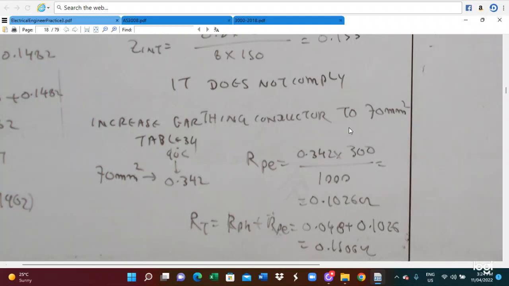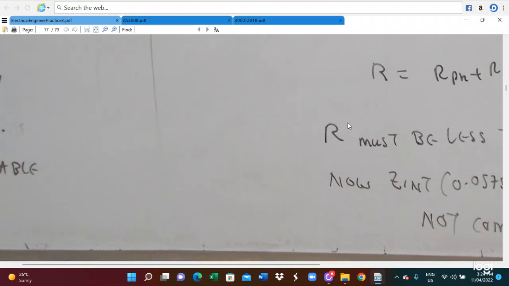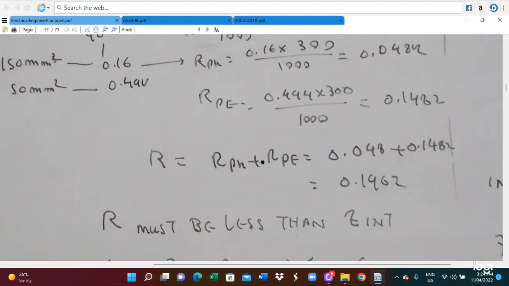In this case, the active wire side depends on the maximum demand current. Because the active wire we already selected based on the maximum demand, we can only increase our earth wire side. Because there are two resistors: the active wire, RPH, and the other resistor, RPE. RPH and active wire side cannot change. The only possible thing is we have to change the earth wire side. Originally we selected the 50 millimeter square, so it does not comply. So we have to increase the wire side.